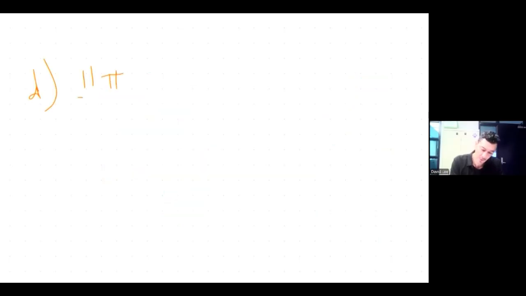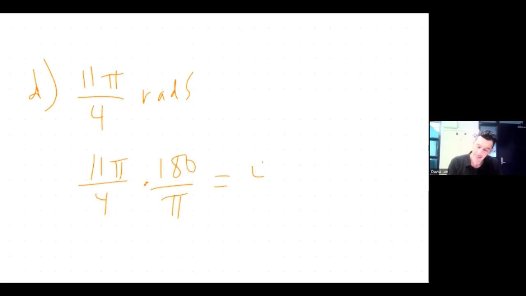11 pi over 4 radians. How in the world are we going to draw radians? Well, turn radians into degrees and then just draw the degrees. It's the same thing. So do what you did earlier. Convert it is what I'm saying. 495 degrees. So let's draw positive 495 degrees.